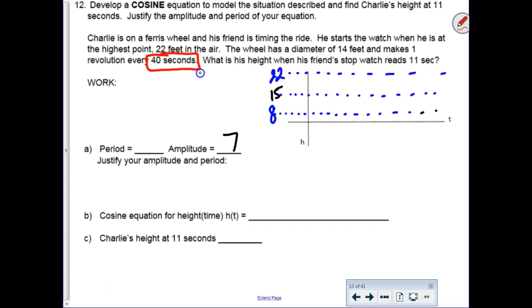What is this? Yeah, if they tell you how long it takes for 1 revolution, that's the definition of period. So if I go to find the period, well, it's that. It's 40.